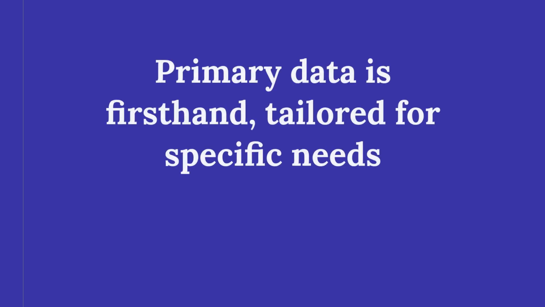Primary data is collected through first-hand research. It is tailored specifically for your research needs. Secondary data comes from existing sources without direct interaction. Each type has its own advantages and challenges. Choosing the right type depends on your study's objectives.